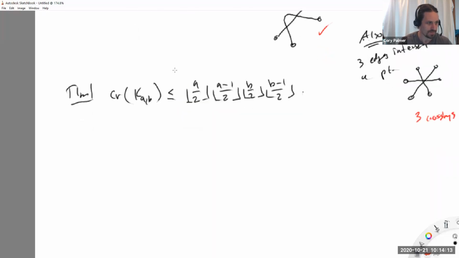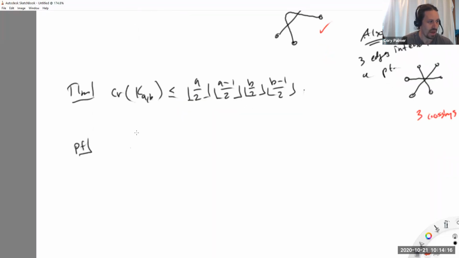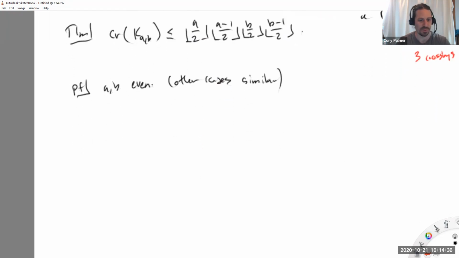Okay, all right, so let's look at the proof. It doesn't really change the configuration I'm going to give you, but for simplicity, I'm going to say A and B are even. Okay, so both are even. Other cases are basically the same. In fact, the construction's the same, it's just the algebra at the end. And so Turán came up with this very, very simple arrangement.